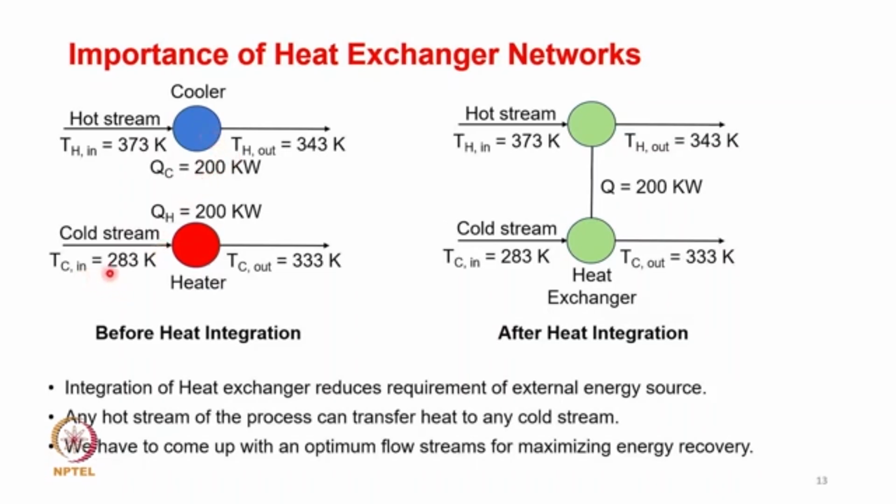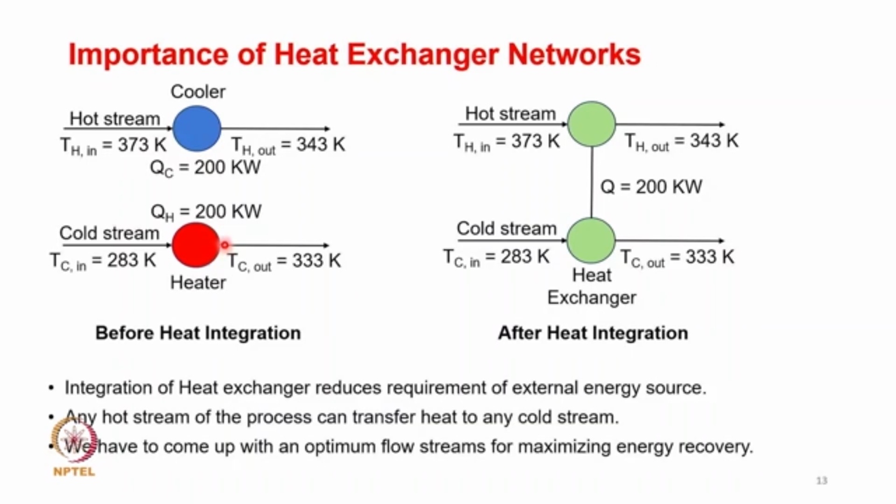Look at the second case. You have a cold stream at a temperature of 283 Kelvin, and you need to take the temperature up to 333 Kelvin, again imparting a heat duty of 200 kilowatt. Again, you can use a heater to effect that. But what you can see here is that you have 200 kilowatt cooling duty available, which you can actually transfer to the cold stream, thereby effecting a heat integration.